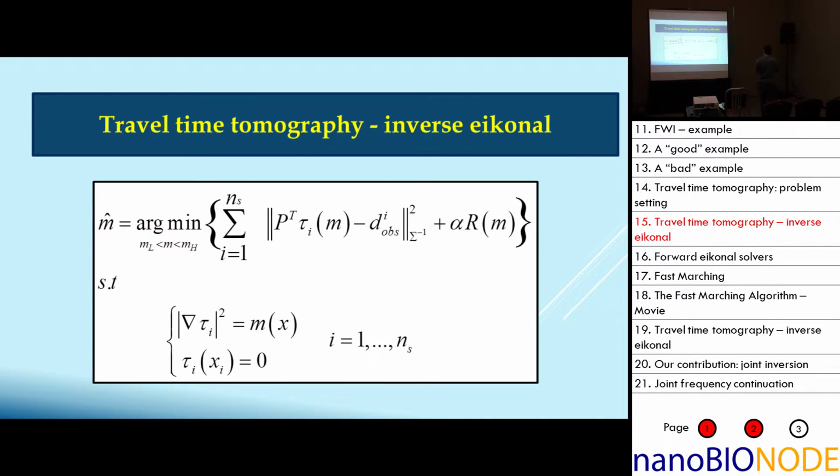Okay, so we've got the forward model. This is our forward model, the eikonal equation, and we've got the corresponding inverse problem. So d_i observed is the data, the first arrival data. And again, P projects tau to the location of the receivers. This time we've got only a sum over the sources. We don't have frequencies here. The same regularization can be applied. And now we need to solve the forward problem, just as before.